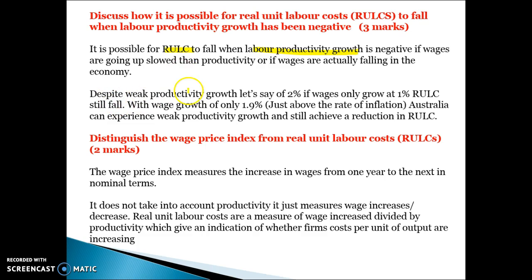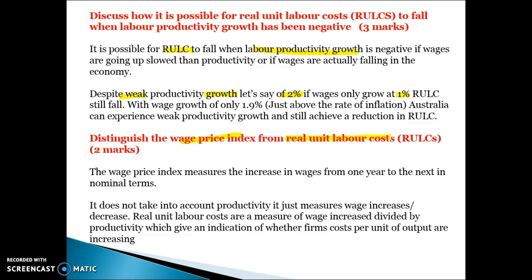So for example, despite weak productivity growth of 2%, remember it's still growth here even though it's weak, if wages only grow by 1%, then real unit labour costs will still fall. With wage growth of only 1.9%, Australians can experience weak productivity growth and still experience a reduction in real unit labour costs. And lastly, distinguish the wage price index from real unit labour costs.